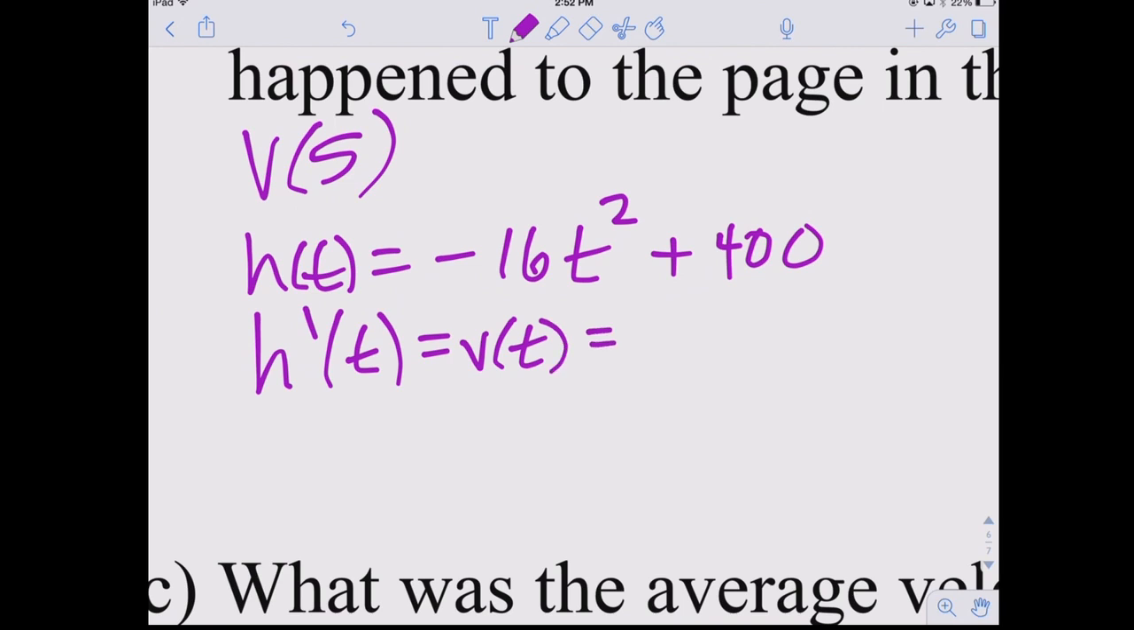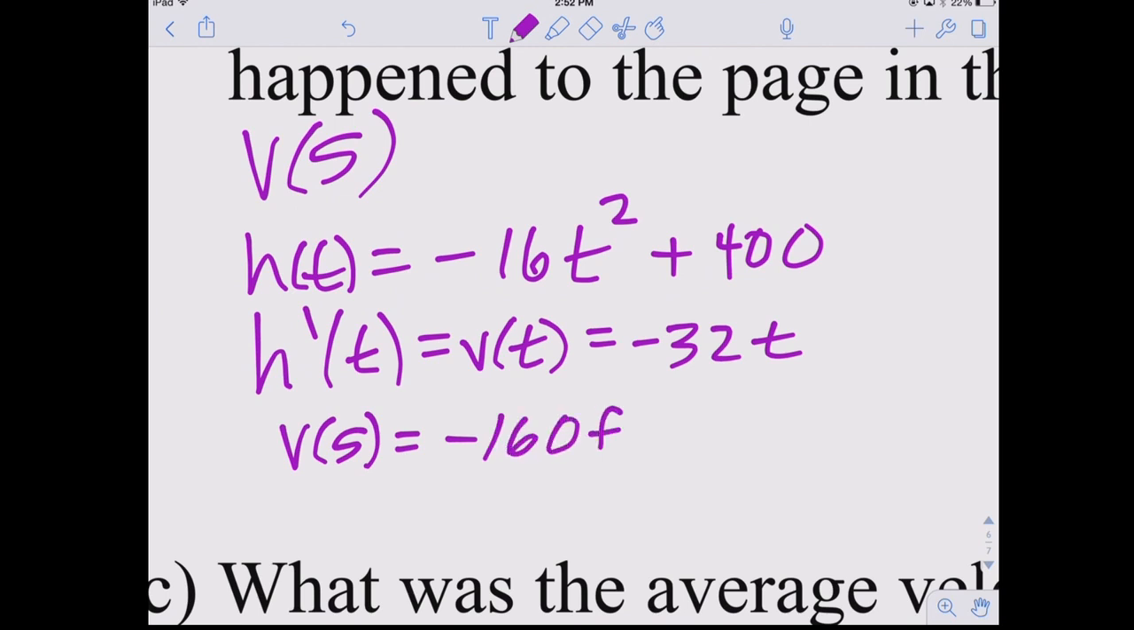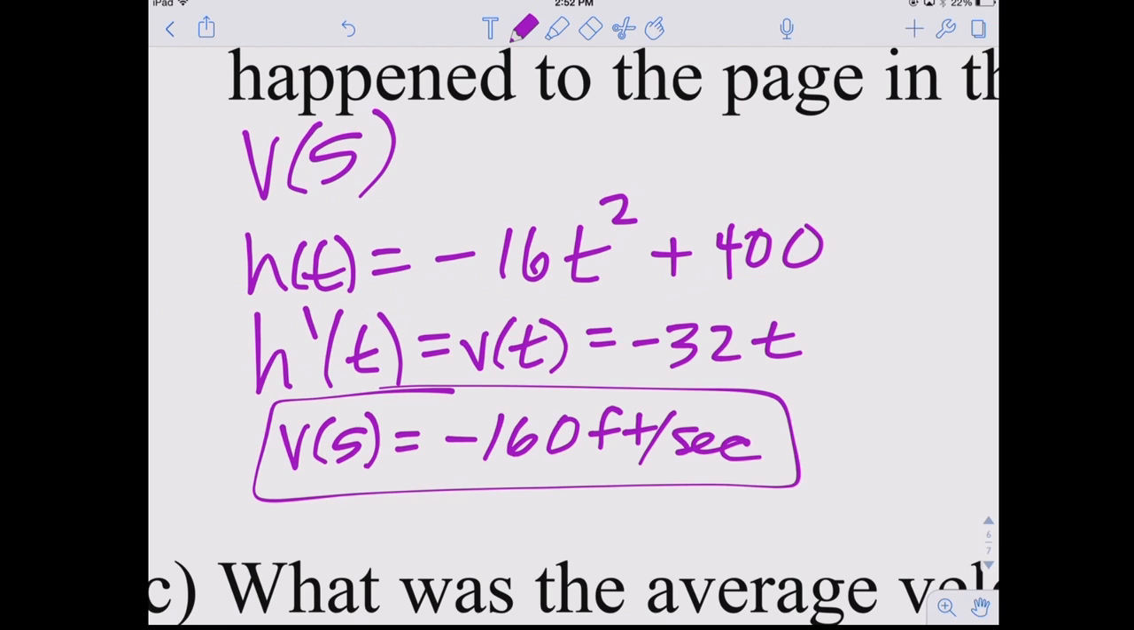Now, what that allows you to do is just refer back to v. But if you never define v, don't use v, because they only gave you h. That's going to be negative 32t plus 0. Now I can say v of 5, or h prime of 5. And if you plug it in, negative 32 times 5 is negative 160 feet per second. So there's your numeric answer.